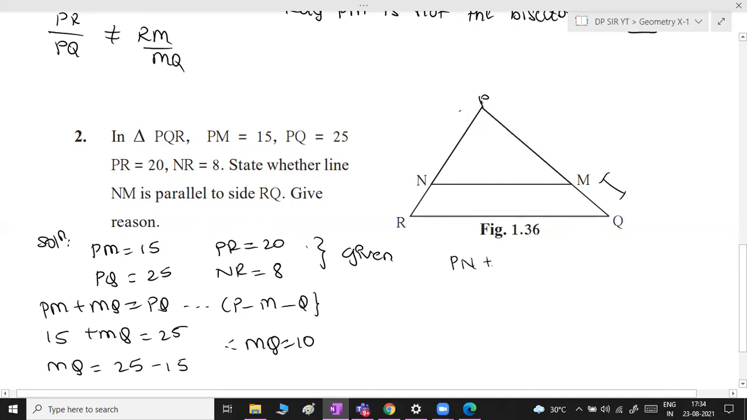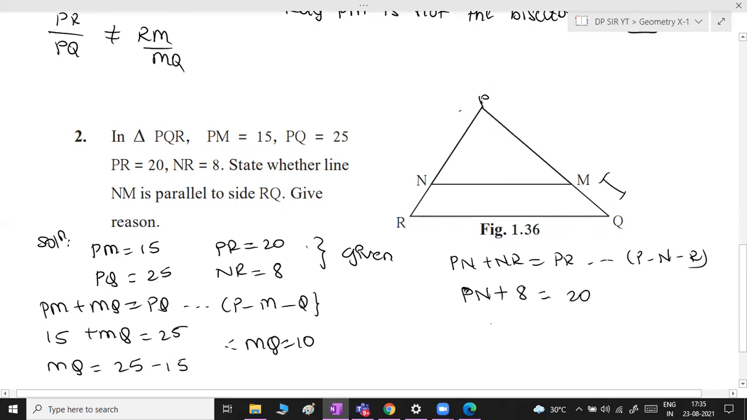Therefore PN plus NR is equal to PR. Reason will be P-N-R. Here you need to write the value. PN is equal to, PN ka value hai hi nahi mere paas, toh PN is equal to utna hi, NR is equal to 8.